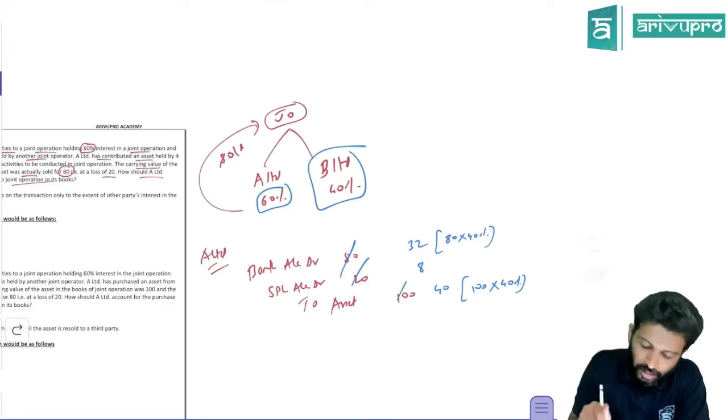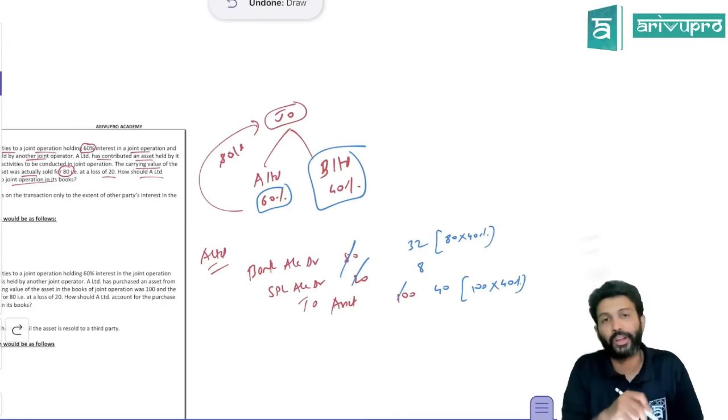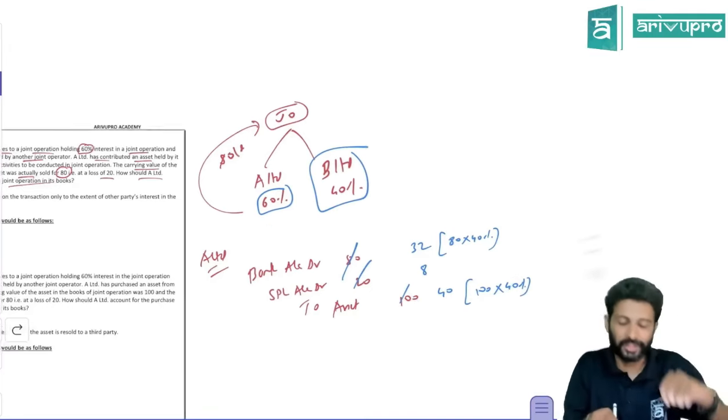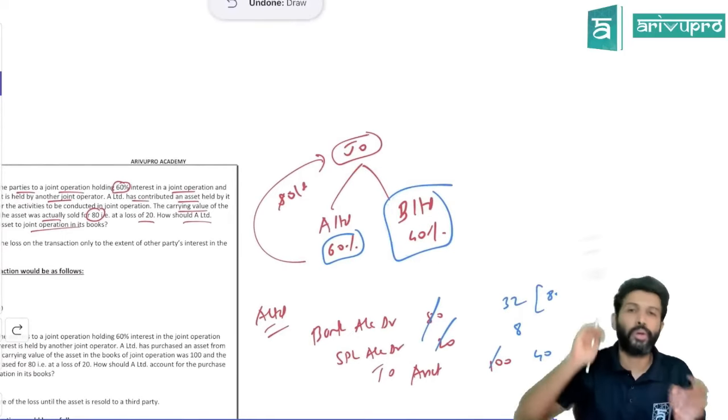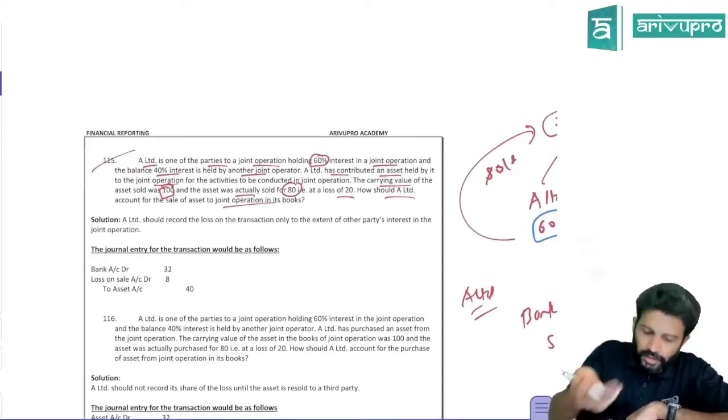So don't book the entire amount. That's what this particular entry is. You don't book the entry to the extent of 100%, but only to the extent of 40%. Why 40%? Because the other party owns 40%. So essentially 40% of the asset you have sold, to record that. That's all. Okay. This is in case of sale.